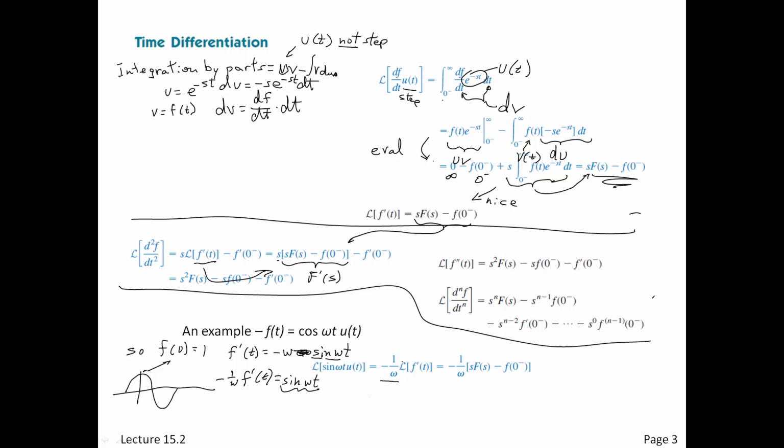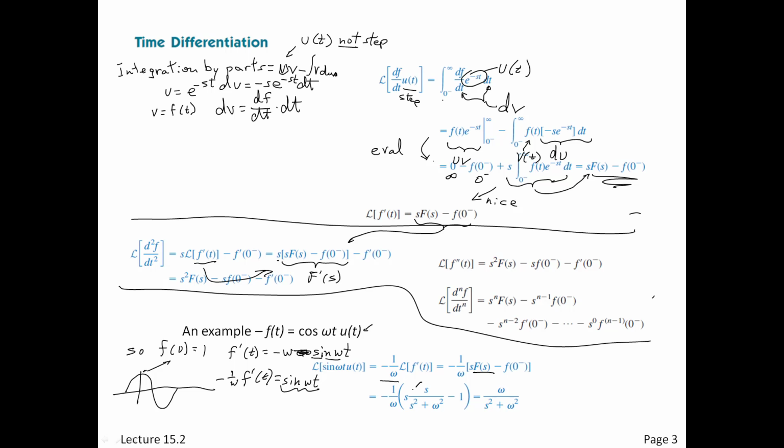And so to do that, we're taking minus 1 over omega, and we're going to do our Laplace of the derivative of the original function, which was the cosine, because we have the Laplace of that. So the Laplace of sine omega t can be converted to -1 over omega times the Laplace of the derivative of some other function. And if we know the Laplace of the cosine, this tells us we can quickly get the Laplace of the sine. So here, let's do it.